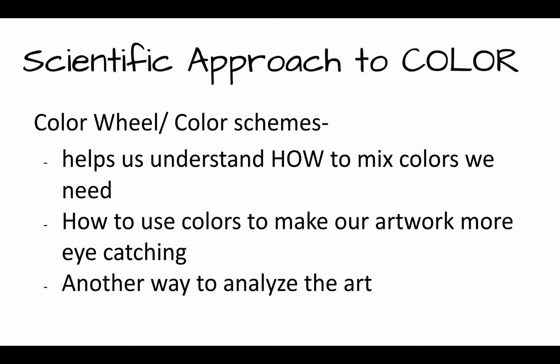So for instance, if you're thinking to yourself, how do I make the color green? You're going to look at the color wheel and you're going to see what two primary colors green is in between, and that's going to help you figure out how to mix it. So understanding the color wheel is going to help us understand how to mix the colors we need. It's also going to show us how to use colors to make our artwork more eye-catching and another way to analyze the art. As we're going through the Color Harmonies presentation, make sure that you're filling in the guided notes that were also linked into this document so that you can have that takeaway when you start to do the projects that are throughout the rest of the week.